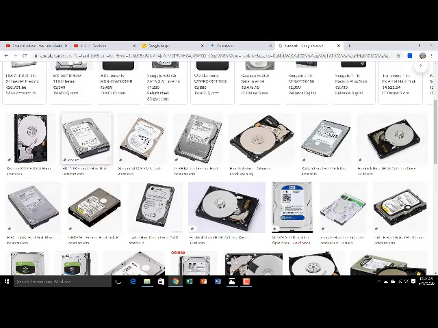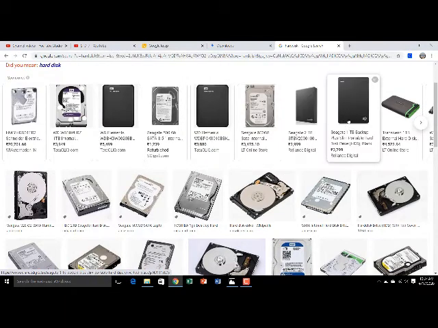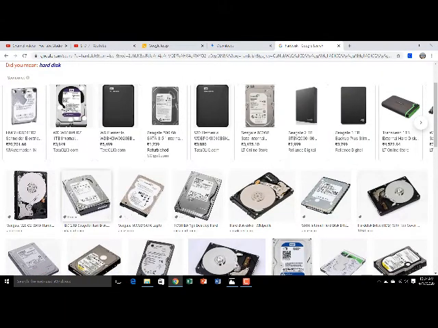But in this kind of hard disk, we get two types: external hard disk and internal hard disk. So what is the external hard disk? An external hard disk looks like this. See, this black one. These are external hard disks, and these white colored ones are internal hard disks. So there are basically two types of hard disks available: internal hard disk and external hard disk.